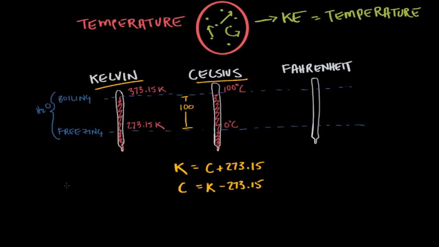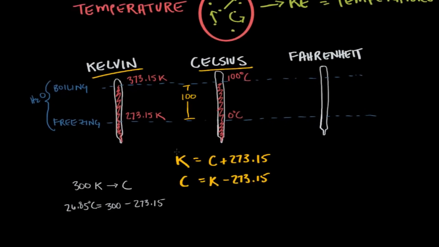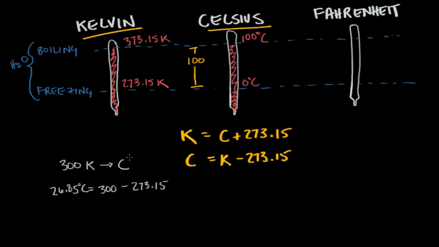So just as another example, let's convert 300 Kelvin to Celsius. And to start, since we're looking for Celsius, we'll take that Kelvin value and we'll subtract 273.15 from it. And that's going to give us 26.85 degrees Celsius. So 26.85 degrees Celsius is the same thing as 300 Kelvin.